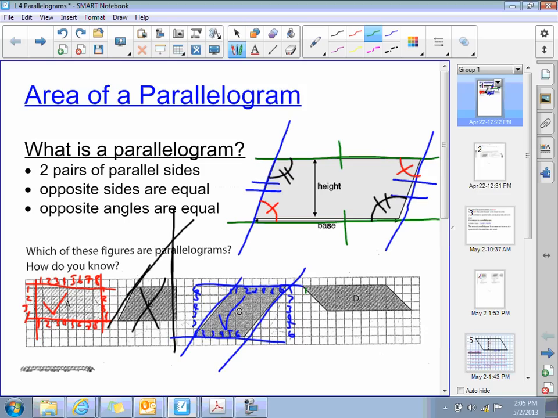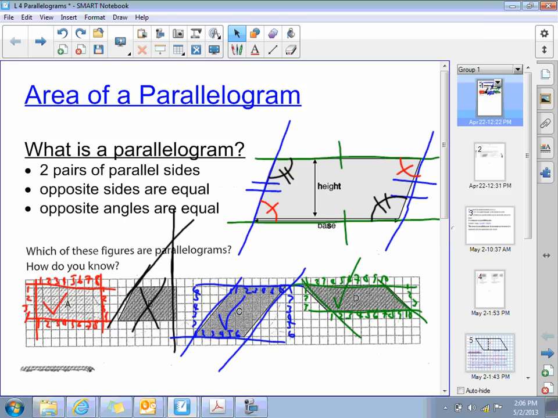D. 3, 3. 10, 10. So our sides are equal. Do we have parallel lines? I think we do. I would consider D a parallelogram as well.